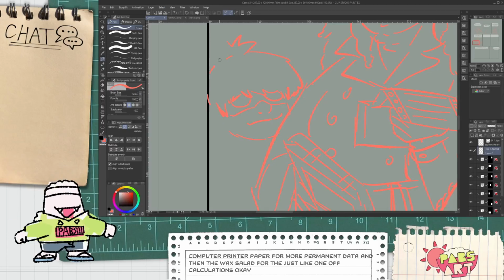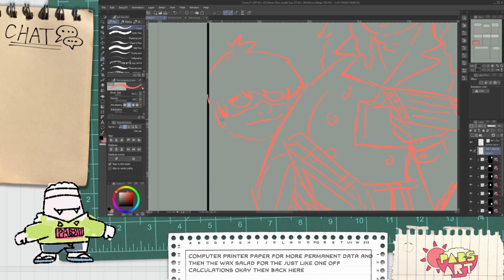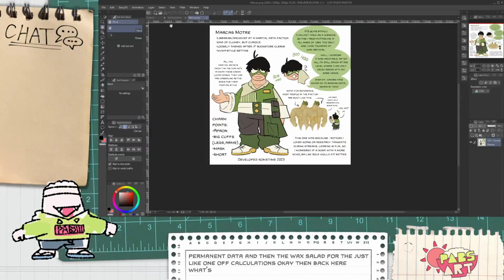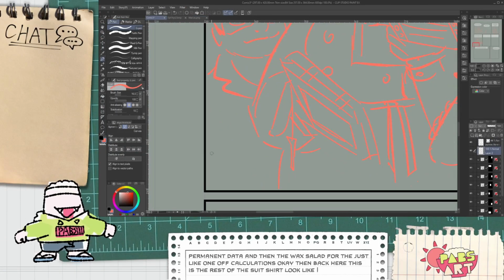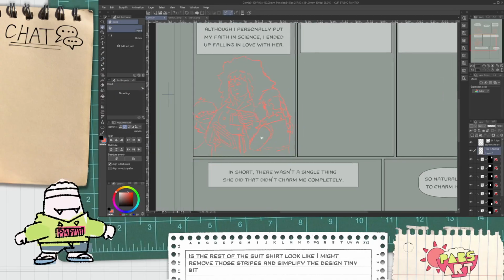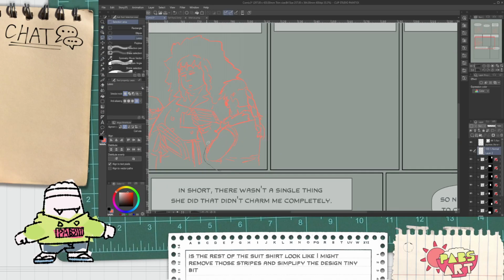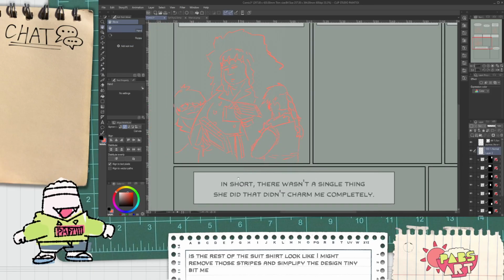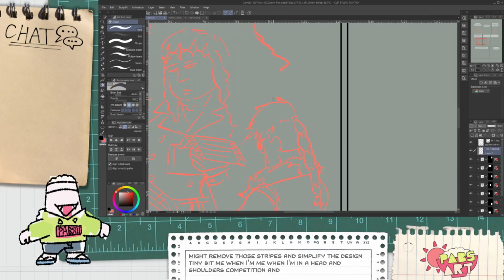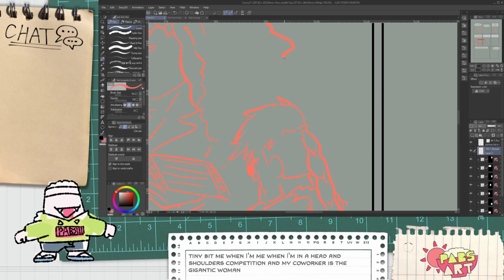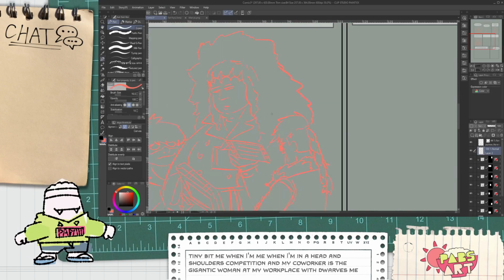Okay, then back here. What does the rest of this dude's shirt look like? I might remove those stripes and simplify the design a tiny bit. Me when I'm in a Head and Shoulders competition, and my coworker is the gigantic woman at my workplace who dwarfs me.